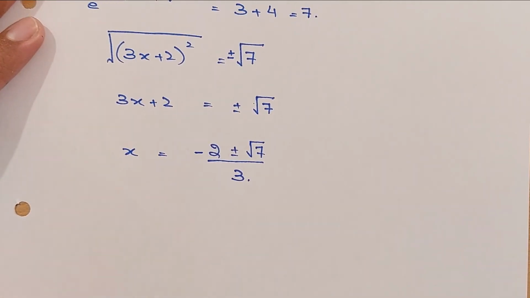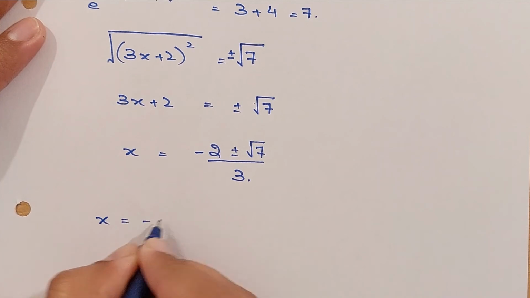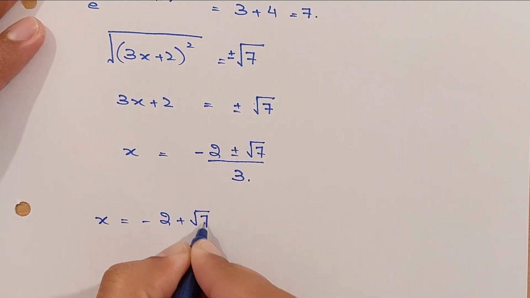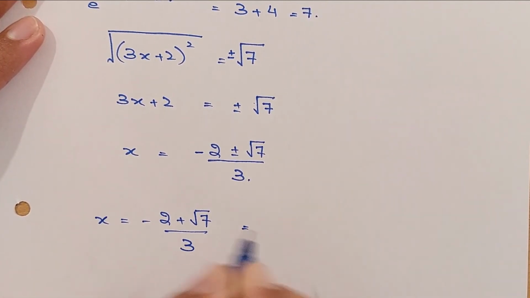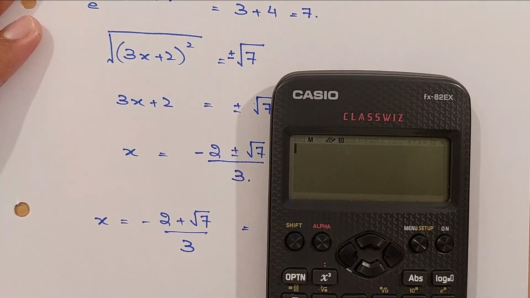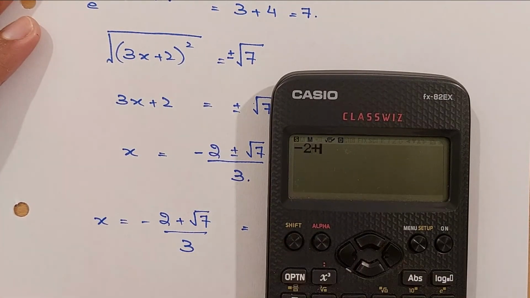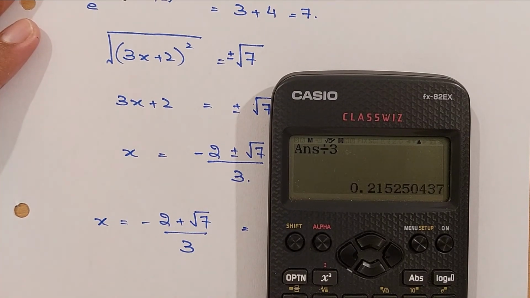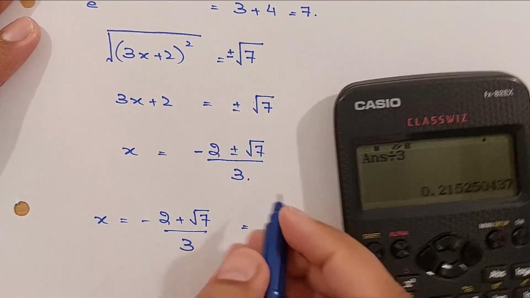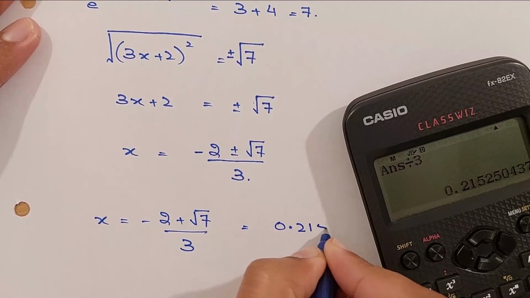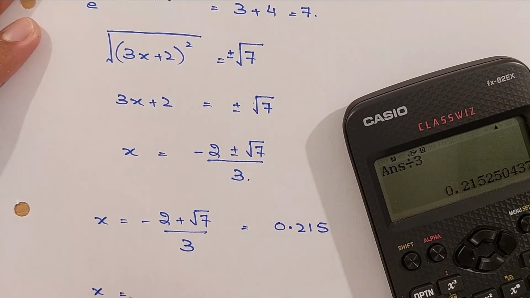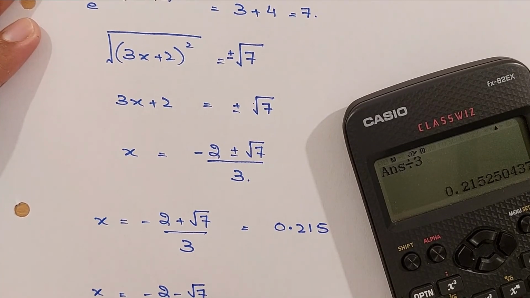Now let's see which value of x works. So x is equal to (-2 plus square root of 7) divided by 3. Let me simplify. Sorry, not cube root, square root of 7, divided by 3. This is 0.215, and the other is x equals (-2 minus square root of 7) divided by 3.